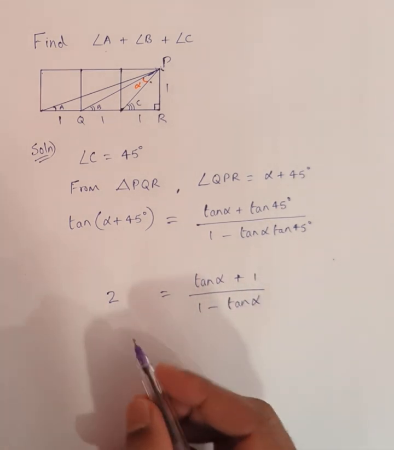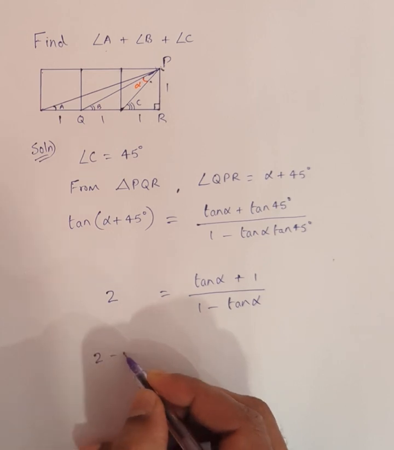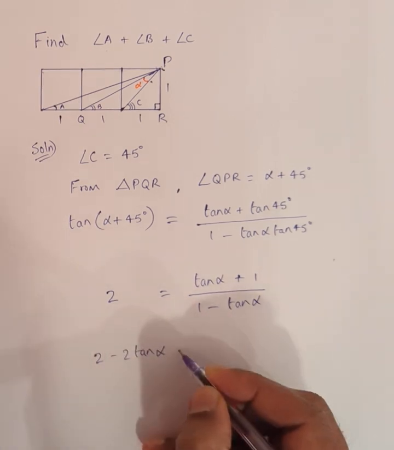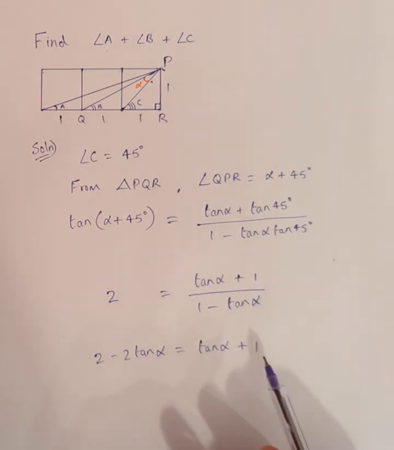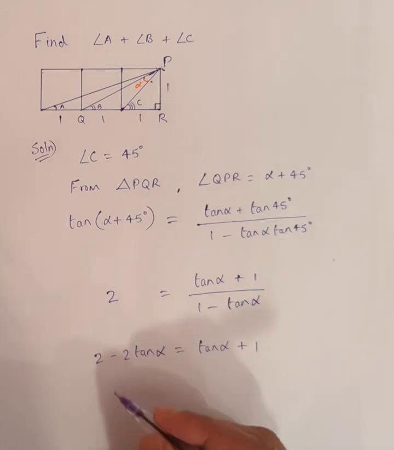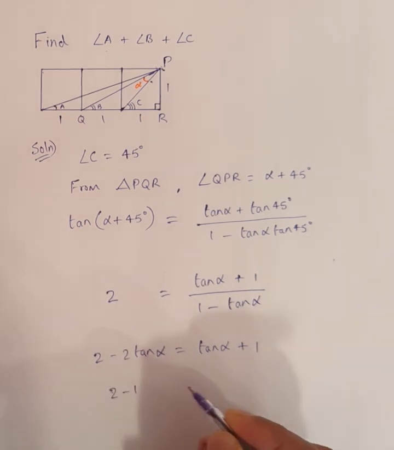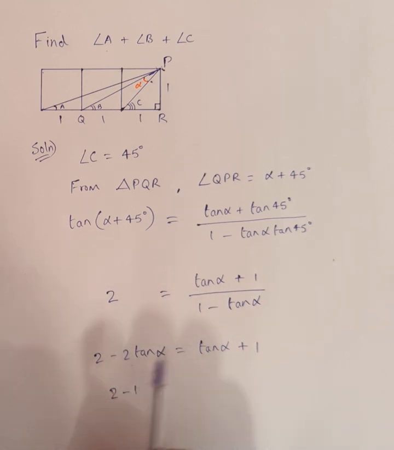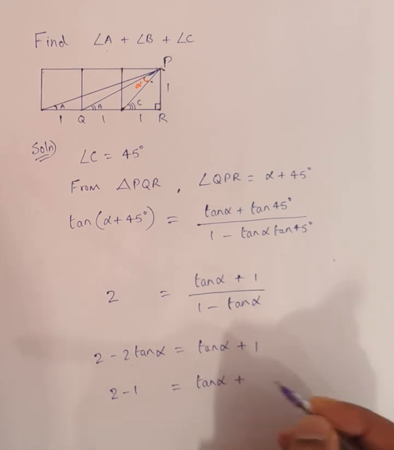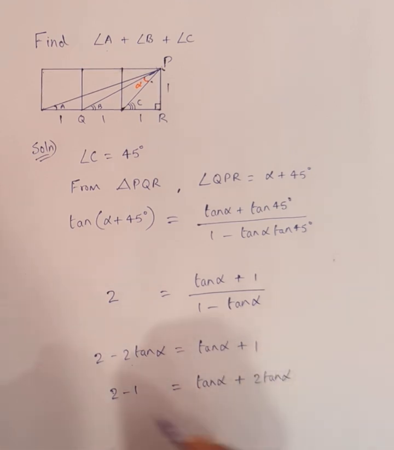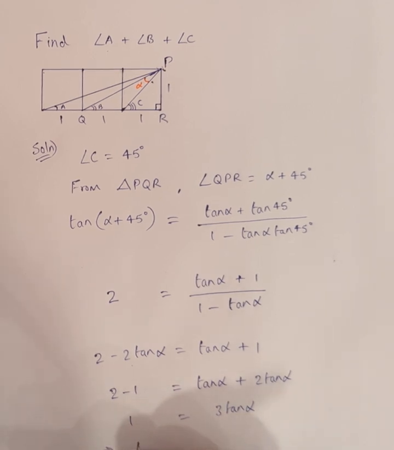Now if I cross multiply, 2 minus 2 tan alpha is equal to tan alpha plus 1. Now let's take this 1 over to the other side. This turns into 2 minus 1. And let's take this negative 2 tan alpha to the other side. That's going to become tan alpha plus 2 tan alpha. So 1 is equal to 3 tan alpha, or tan alpha equals 1/3.